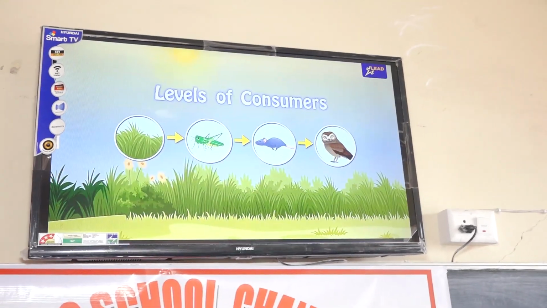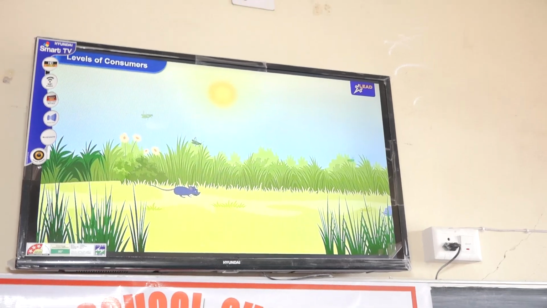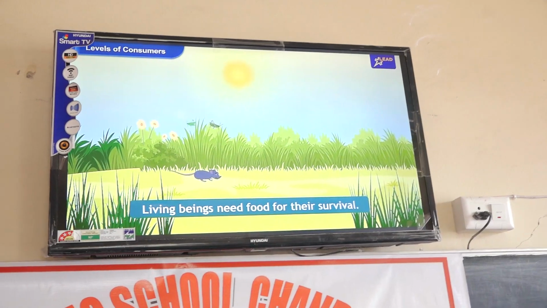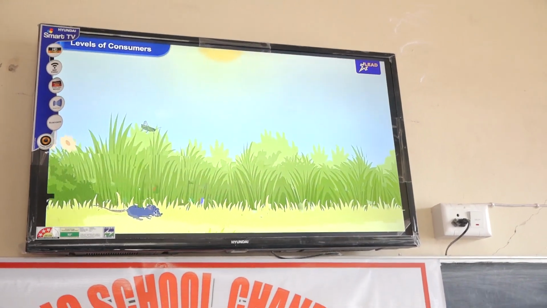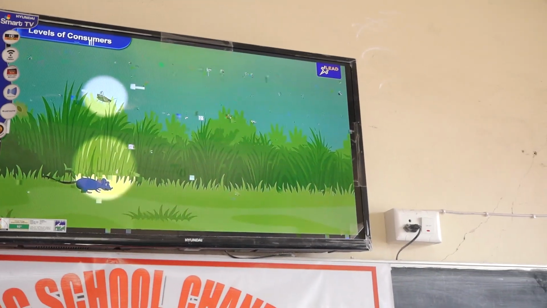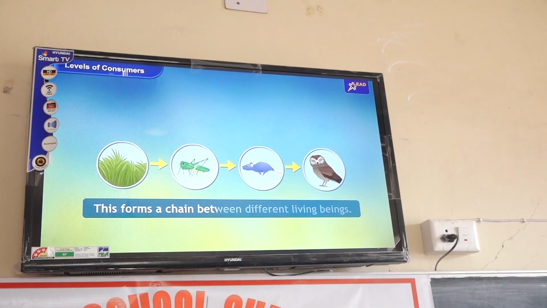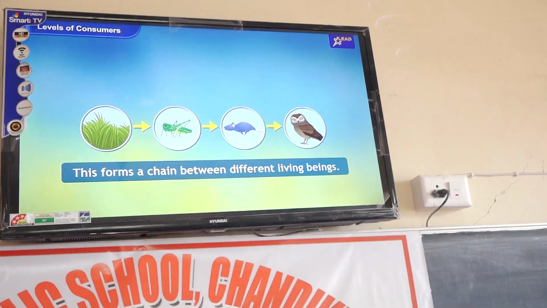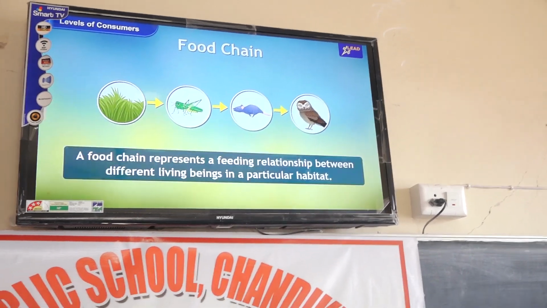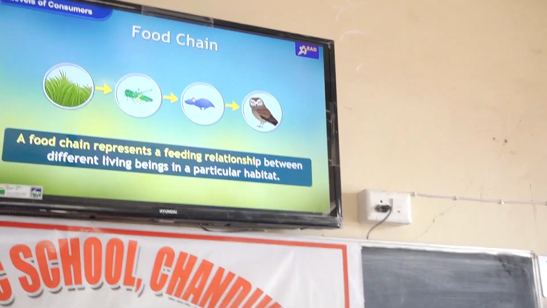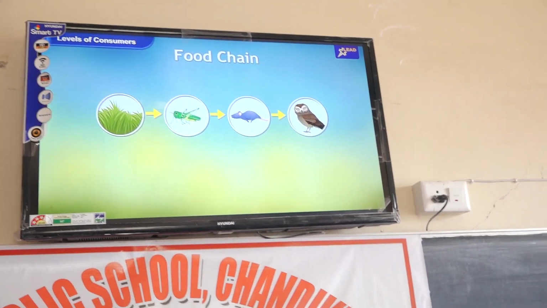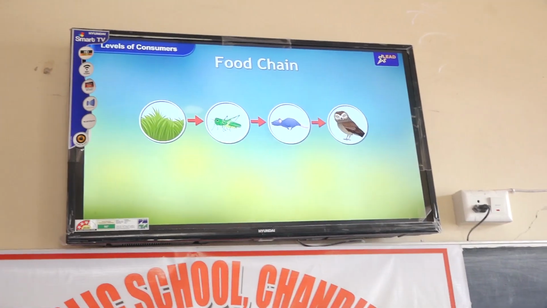Levels of consumers. Hello students, we know that all living beings need food for their survival. They either make their own food or consume food from their surroundings. This forms a chain between different living beings. This chain is called a food chain. A food chain represents a feeding relationship between different living beings in a particular habitat. It shows us who eats whom.